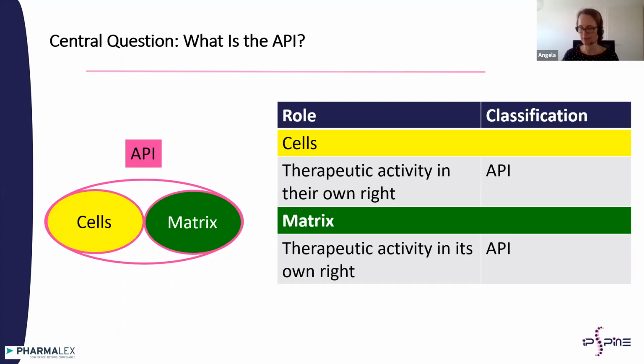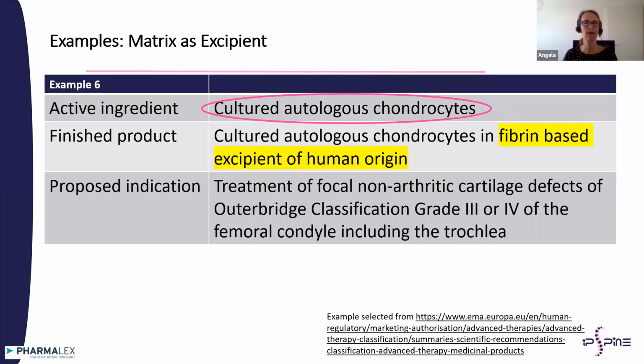Now, once more, and for the last time, let's look at some examples from the EMA homepage. So example number one, we've got the matrix as excipient in this example, which is also very easy to find in the definitions. The active ingredient is cultured autologous chondrocytes. So very clearly, it's just cells that make up the active ingredient. The finished product has this active ingredient in a fibrin-based excipient of human origin. So it's already given away here. The fibrin part is an excipient. And the indication is treatment of some kind of cartilage defects.